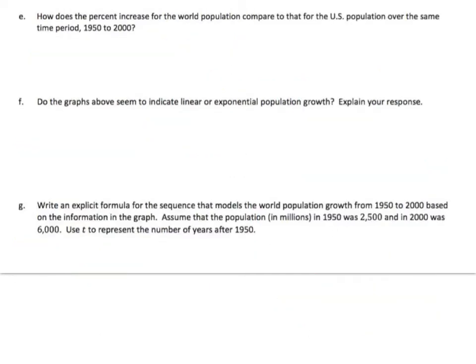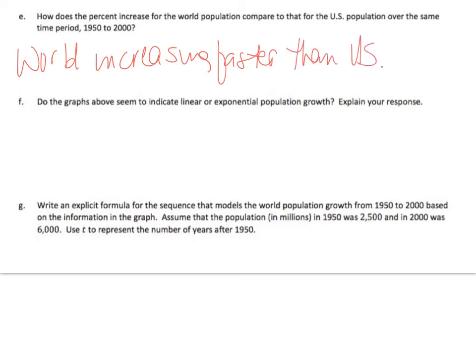So how does the percent increase for the world population compare to that for the U.S. population over the same period? The U.S. population was increasing faster. Oh, no. Sorry, I said that backwards. I could just erase or rewind the recording. The world population was increasing faster because it was a bigger percent. Because that was 40%, and this was 87%.